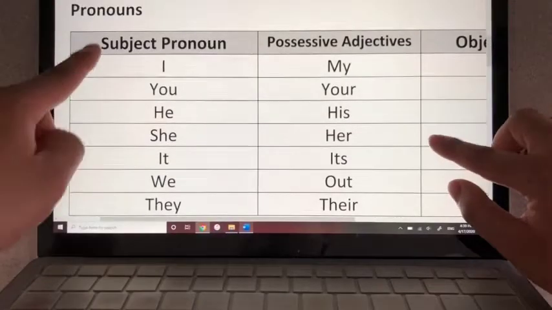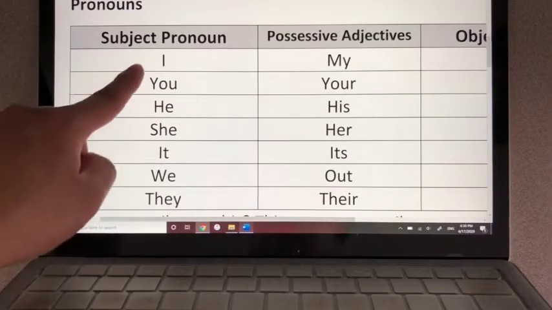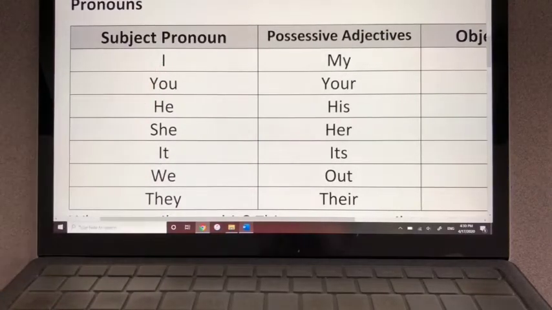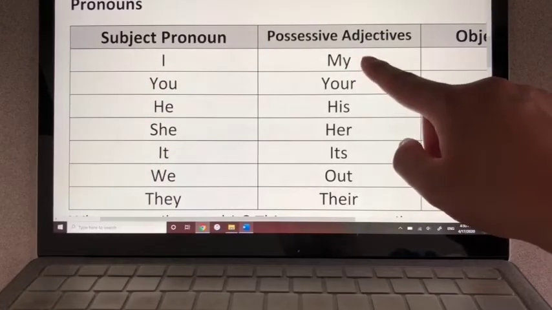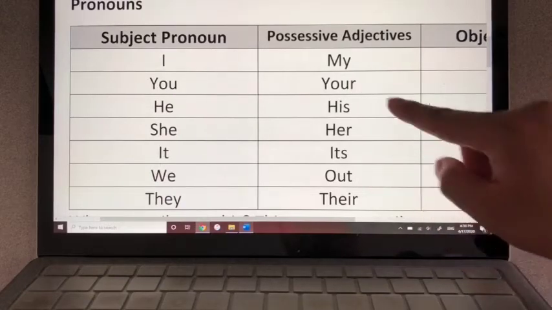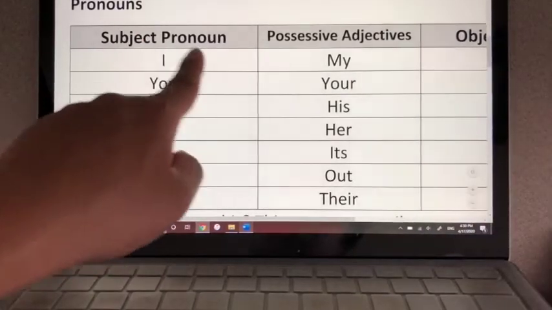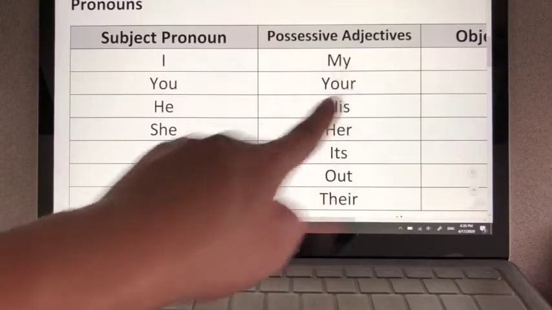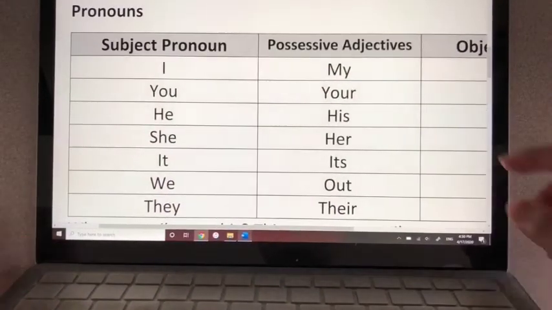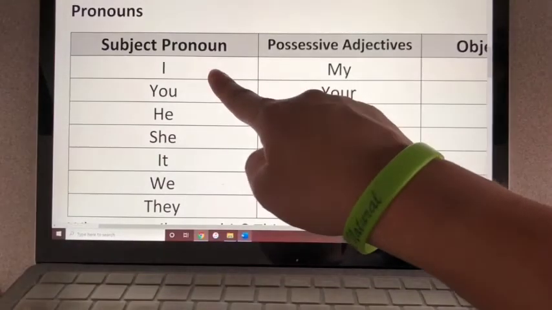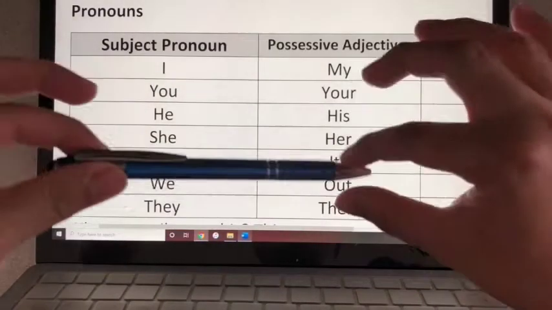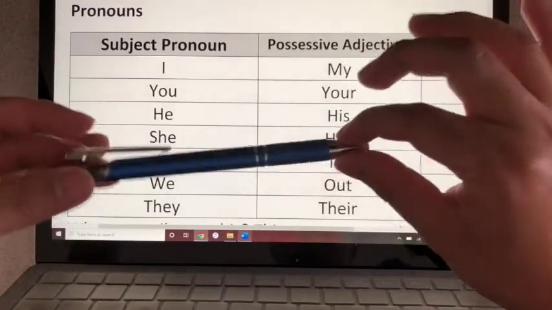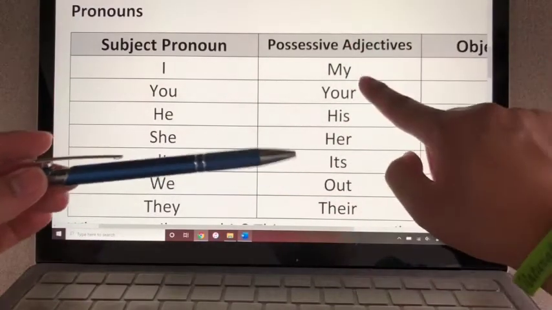Now, let's talk pronouns. Pronouns are I, you, he, she, it, we, they. And these are the words that describe ownership. So, this word goes with this word here. I goes with my. What does it mean though? So let's say I have a pen. I have a pen. So if we want to talk about this pen, we say my.